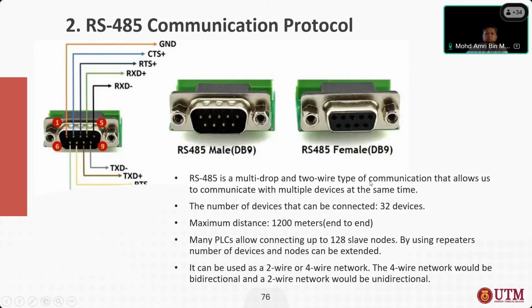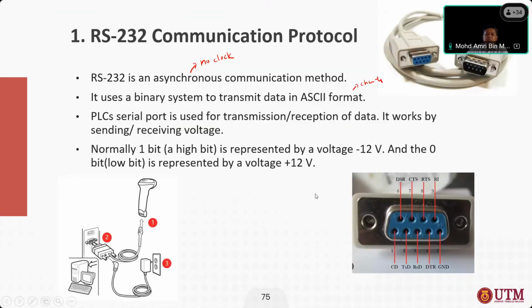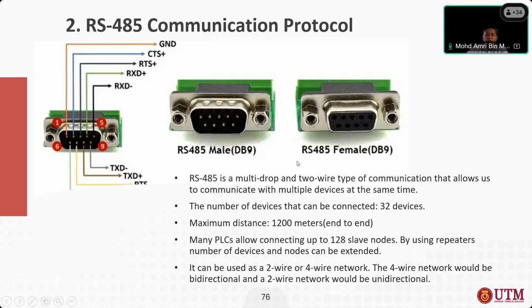This is used to communicate with multiple devices at the same time. For RS-232, it's one-to-one device. But RS-485 is for multiple devices. Multiple means that on the same connection there could be many devices connected in the same line. So it can go up to 32 devices in the same line, or we can say the same bus, and the distance can go up to 1,200 meters.